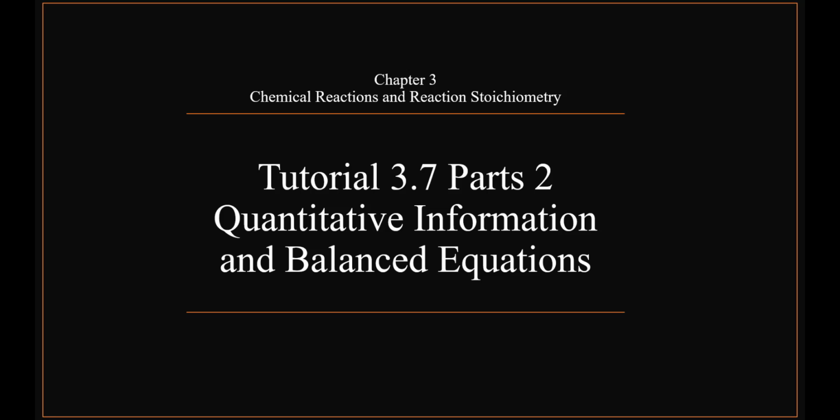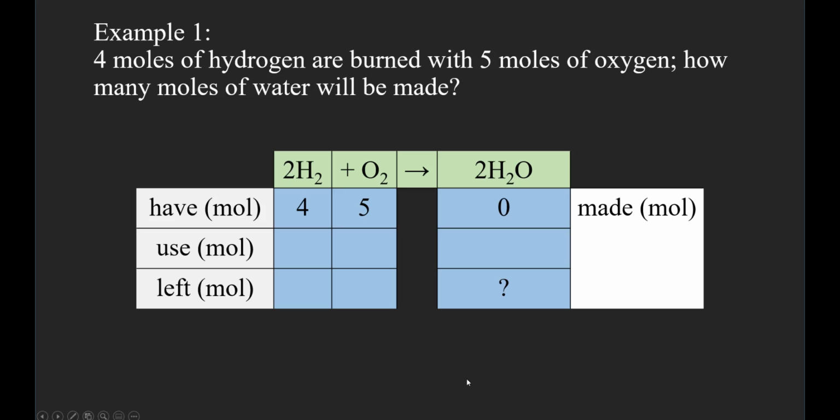Welcome to tutorial 3.7 part 2. This is on limiting reactants just like part 1, and the only difference here is that we're not going to have any pictures to look at. Instead, we're going to rely on the table for us to figure out what's going on. So we're going to have, I think, 6 examples, and here's the first one.